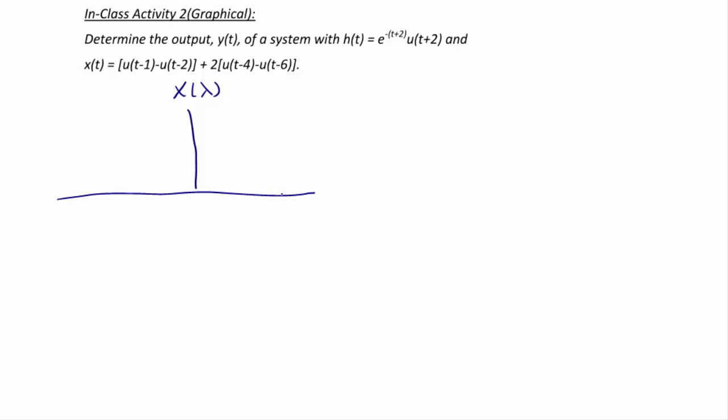is a sum of 2 unit steps. So we have one with an amplitude of 1 and one with an amplitude of 2. So the first one turns on at time 1 and turns off at time 2. And the second one turns on at time 4, has an amplitude of 2, and turns off at time 6.